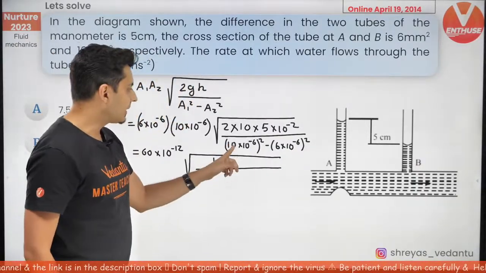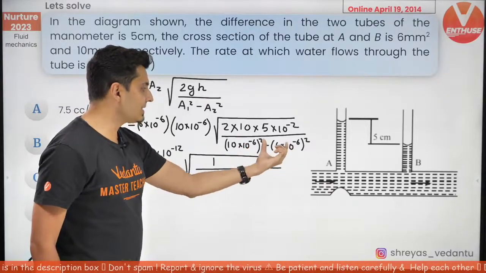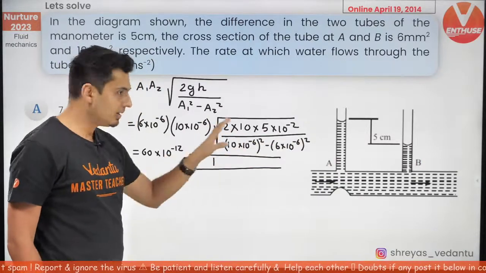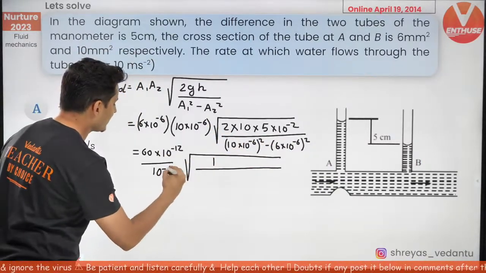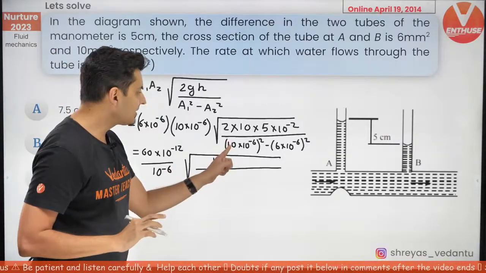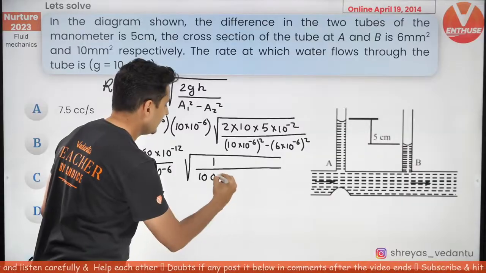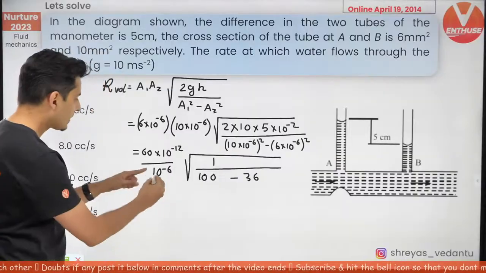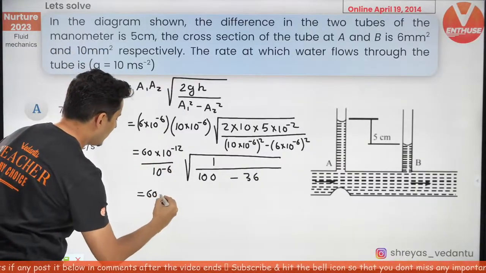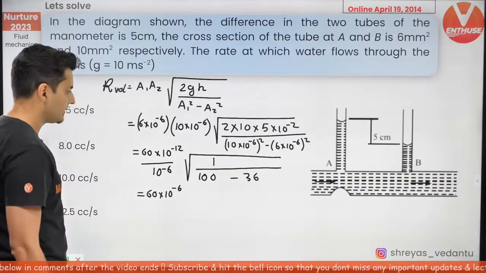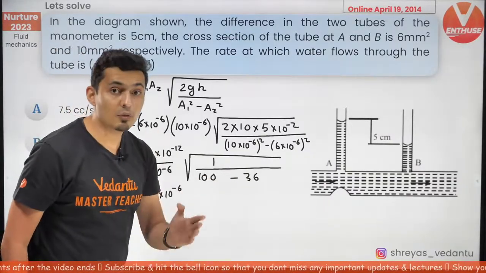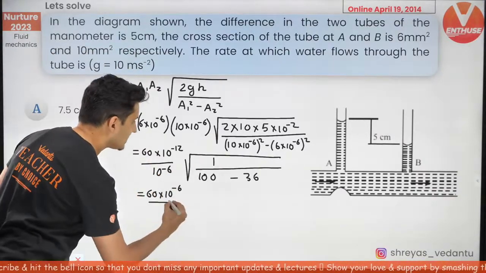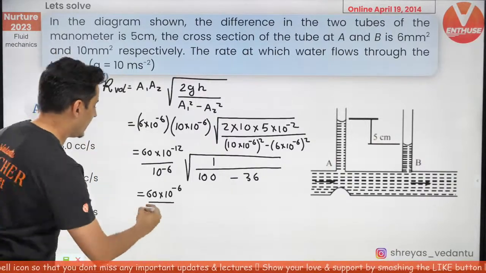Good enough? Okay. 10 to the power minus 6 is common, so the square of it rather. When you take it outside the root symbol, it will just become 10 to the power minus 6. Make sense? What is remaining inside is 10 square, which is just 100, minus 6 square, which is just 36. Everybody agrees? These two numbers cancel, so it will become 60 into 10 to the power minus 6. 100 minus 36 is 64. Root of 64 is nothing but 8. Correct?